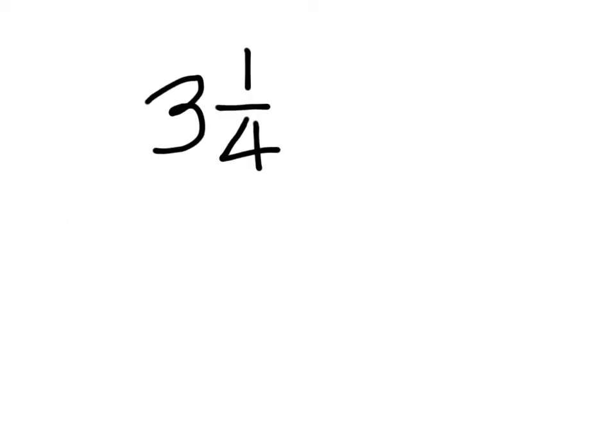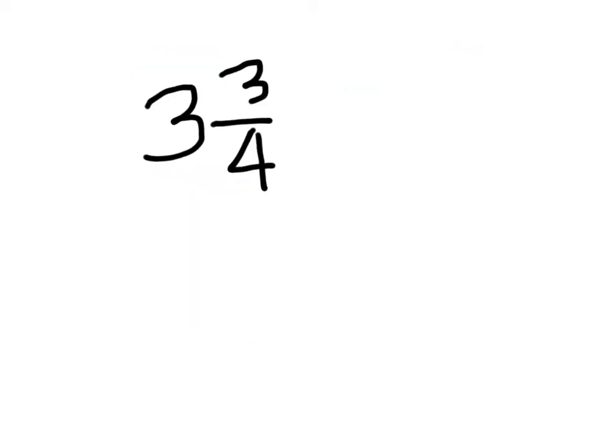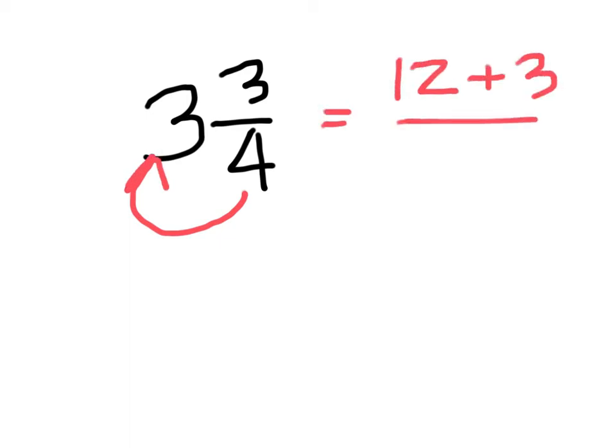If you're going to convert an improper fraction, or in this case converting a mixed number, I must have the wrong slide there for the title, but we're going to convert this mixed number to an improper fraction. You do 4 times 3 is 12, and then plus 1 is 13. And put it over the denominator, which is 4. 13 over 4. Same thing here. 4 times 3 is 12. Add the 3 on the top. Put it over 4. That's 15 over 4.